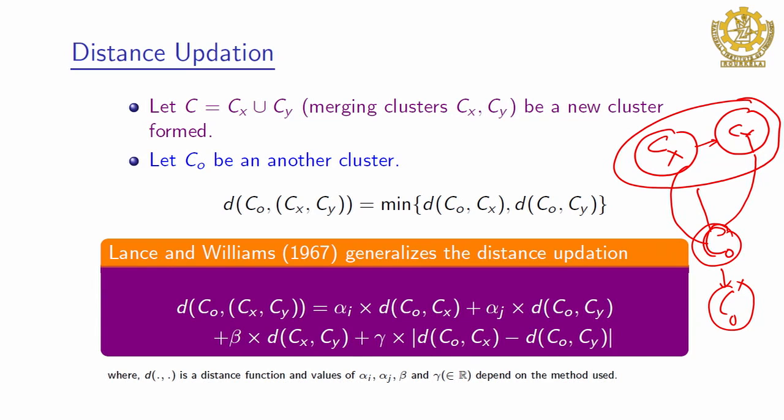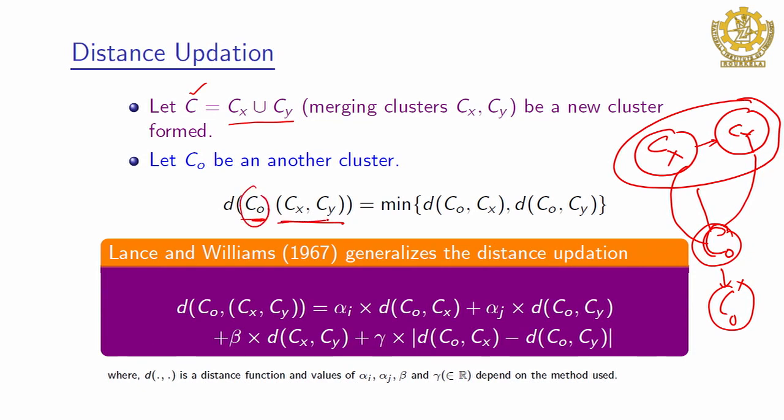So, now let us say after merging these 2 clusters we got the new cluster. The merged clusters are C x and C y. Obviously, the points will be the union of these 2 clusters. So, the merging clusters C x and C y will form a new cluster. Now, what will be the distance from the new cluster to all other clusters, that is the problem. So, this is the merging clusters and this is the other clusters. So, what will be the distance from C 0 to the merging cluster?